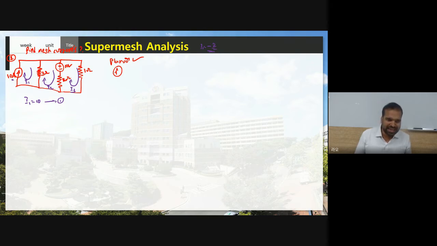Now, can I apply KVL in loop 2? Of course, because we don't have any current source here, so you can apply KVL in loop 2. As per the current direction, this is my positive and negative potential. If I apply KVL in loop 2, I will get the second equation. Therefore, plus 2 minus 3. How many currents are flowing through the 3 ohm resistor? Two currents, I2 and I1, opposite to one another.